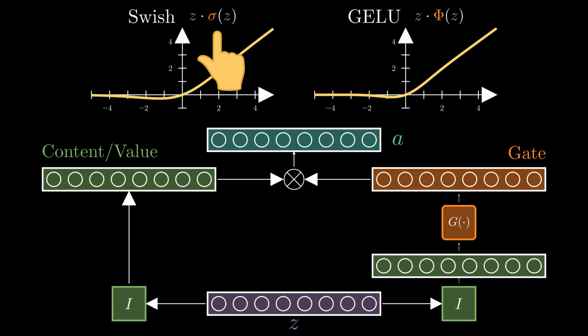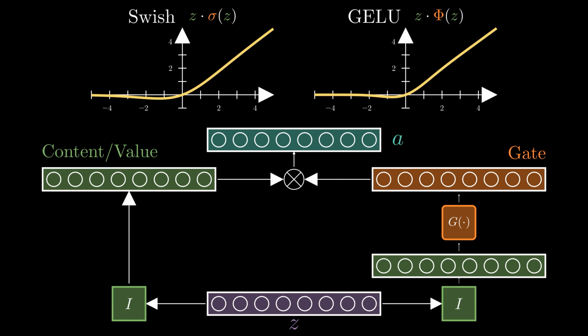Using the sigmoid function as our gate, we get the swish activation function, also known as SiLU, the sigmoid linear unit. Using the cumulative distribution function of a standard normal distribution yields the GELU activation, Gaussian error linear unit. Swish and GELU embody the same principle. Instead of a hard cutoff at 0, each value gets to control smoothly how much of itself passes through.